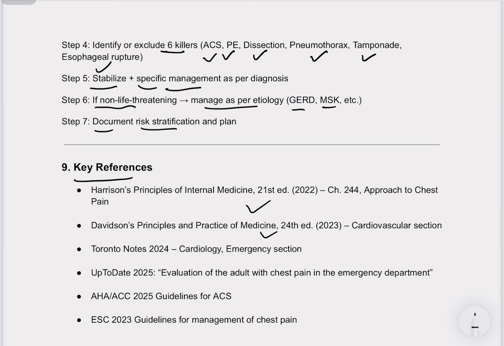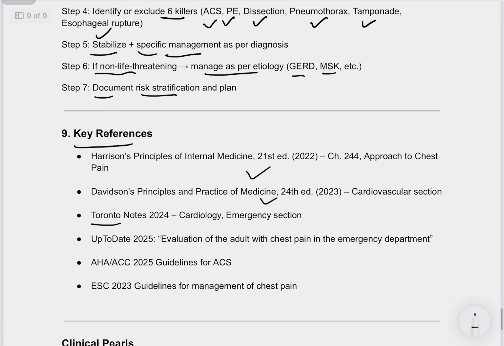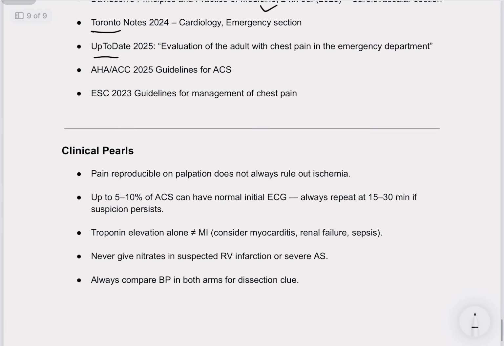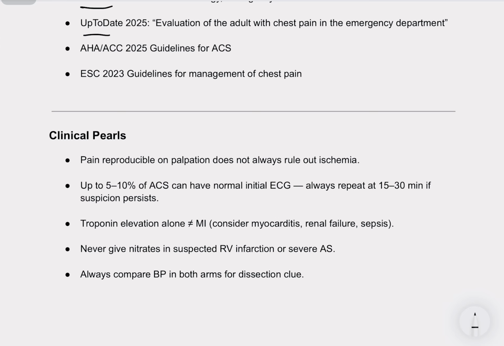Thank you. These are the key references: Harrison, Davidson, Toronto Notes is very good, with up to date guidelines. Okay, remember the last moment clinical pearls. These are very important things.